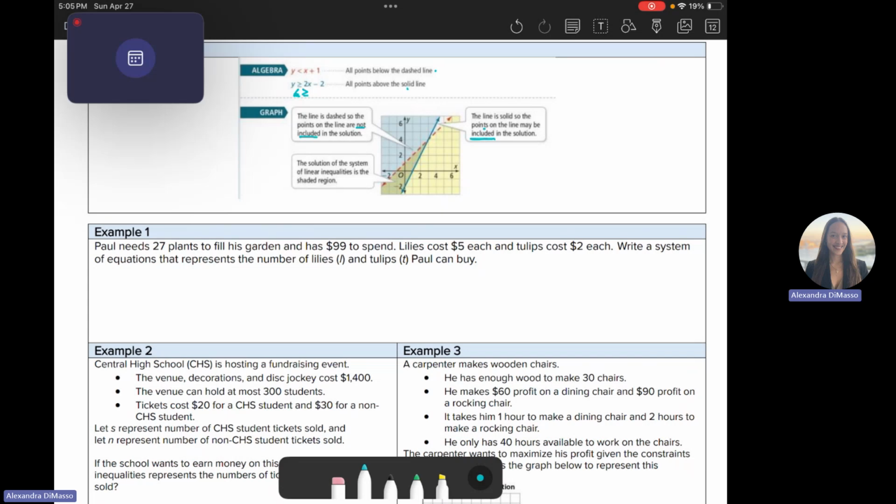Okay, number one. Paul needs 27 plants to fill his garden and has $99 to spend. Lilies cost $5 each, and tulips cost $2 each. Write a system of equations that represent the number of lilies, L, and tulips, T, Paul can buy. Now, already I see system of equations. So that means I should have equal to symbols, right? No greater than or less than, anything like that.